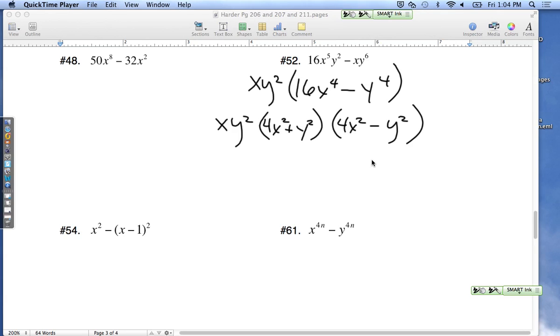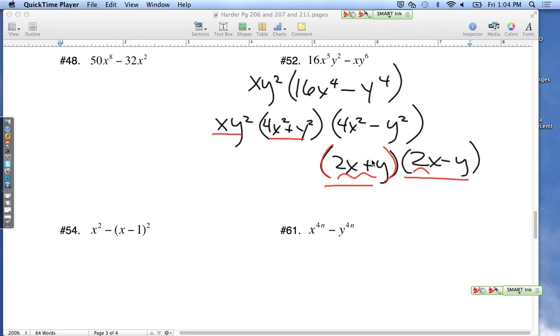So the factors in red are finished. This, however, can be broken down one more time. This is 2x plus y times 2x minus y. So everything in red represents the final answers. These are all of the factors in their prime form, meaning they have no common factors inside a set of parentheses, inside a single binomial factor or a single factor. No terms are common.